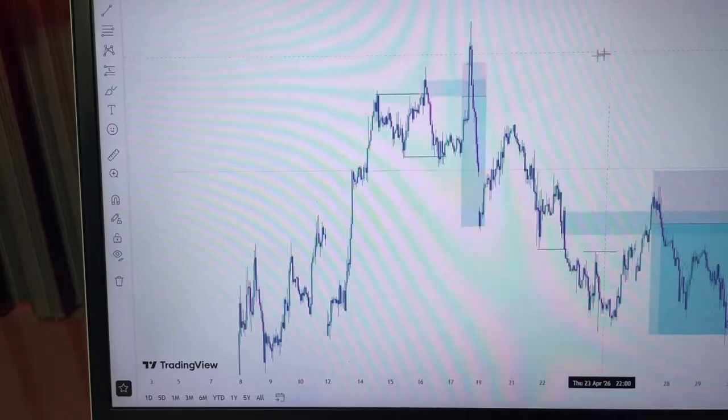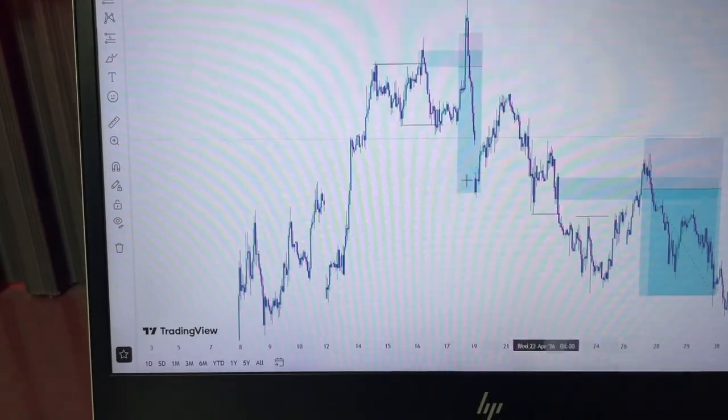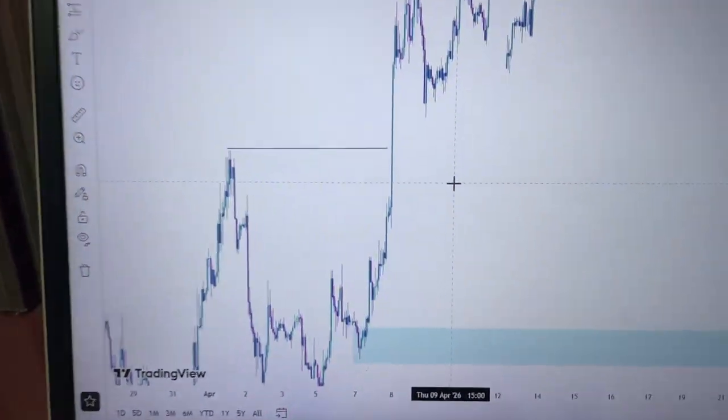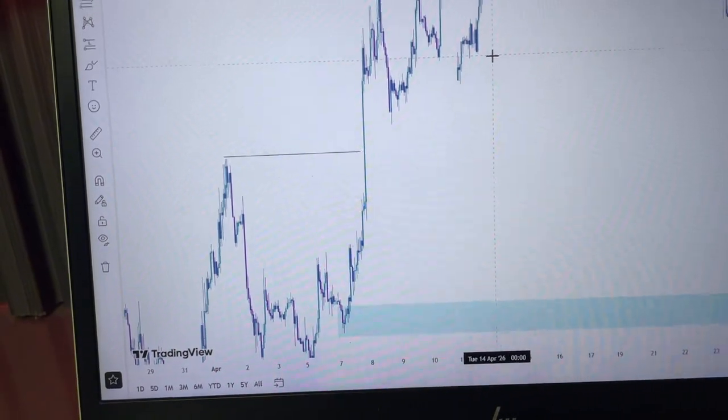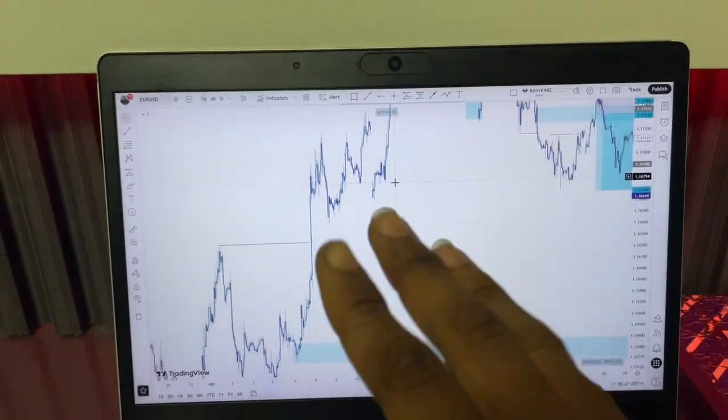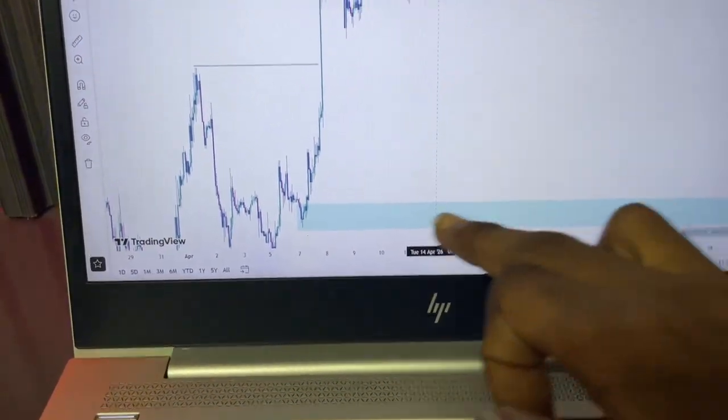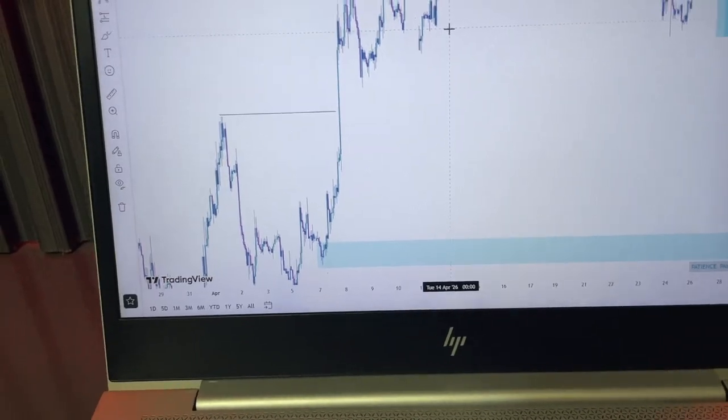As my edge told me, whenever I see a big break of structure to the upside like this, I expect a market structure shift, indicating that price is about to come back to this particular demand zone. But here is what happened.